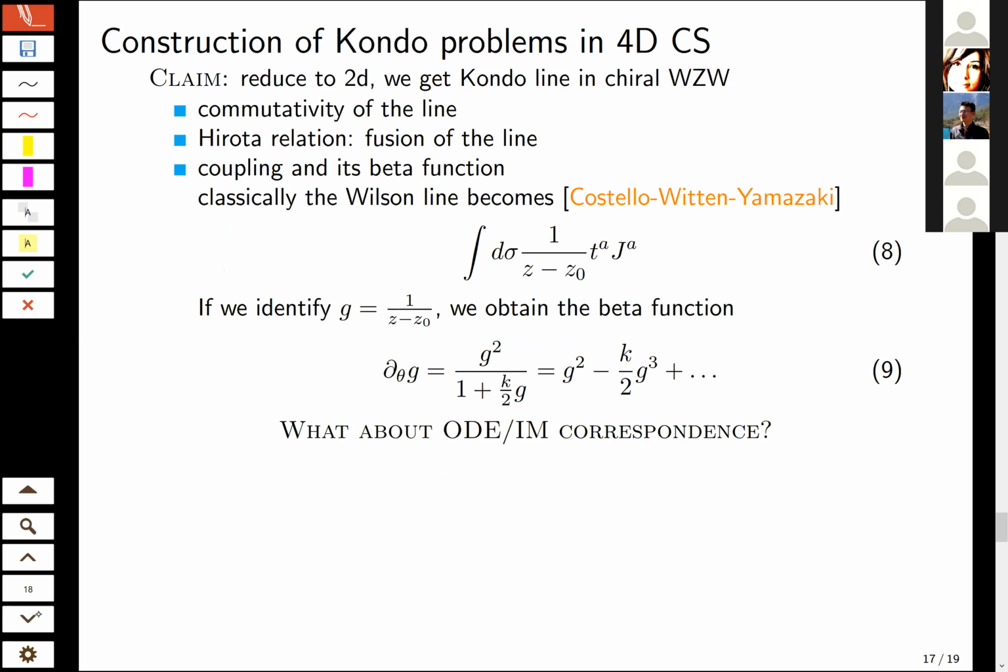So these are the checks we did. We can verify the claim. This is the faulty construction, and we try to integrate out the holomorphic direction, and we get the 2D theory. The 2D theory is precisely what we want, the 2D chiral CFT with a Kondo line defect inserted. And the holomorphic direction you get rid of will give me the spectral parameter, theta.